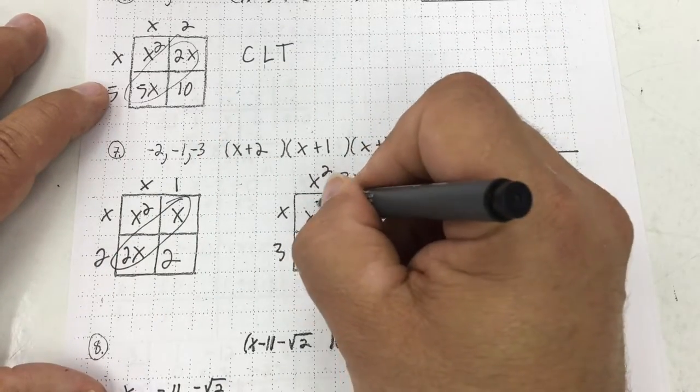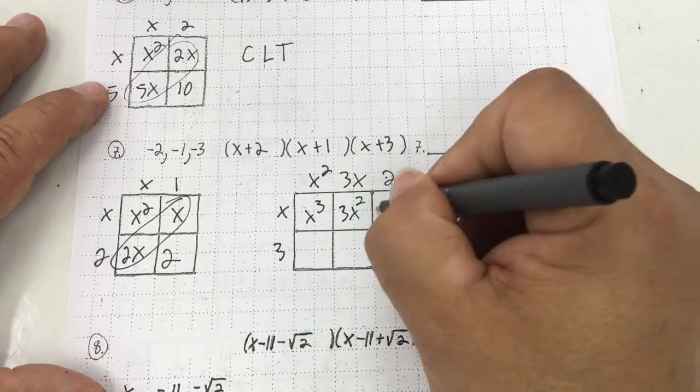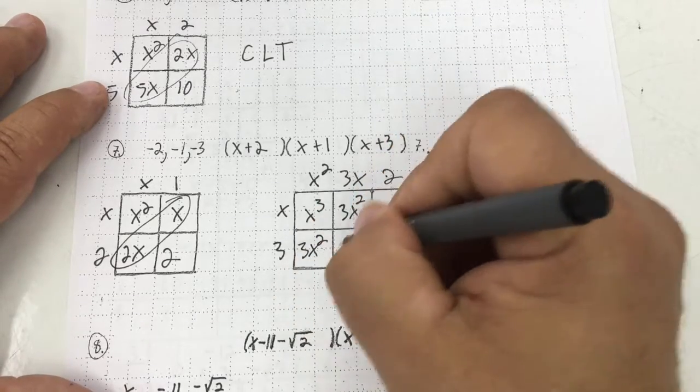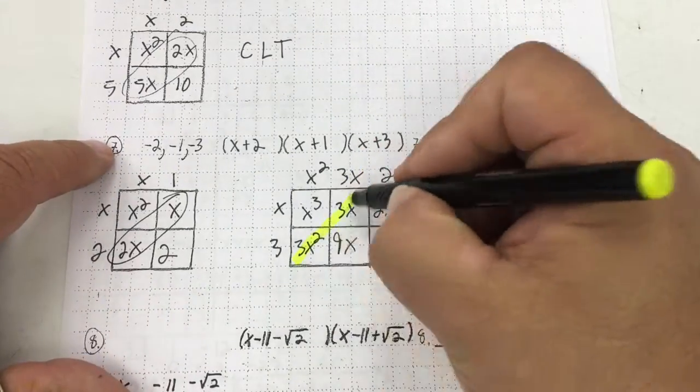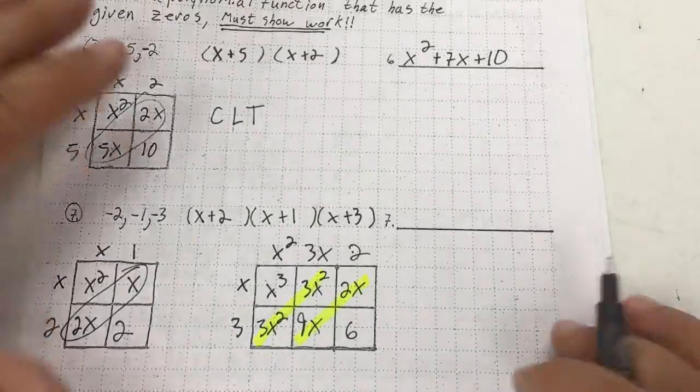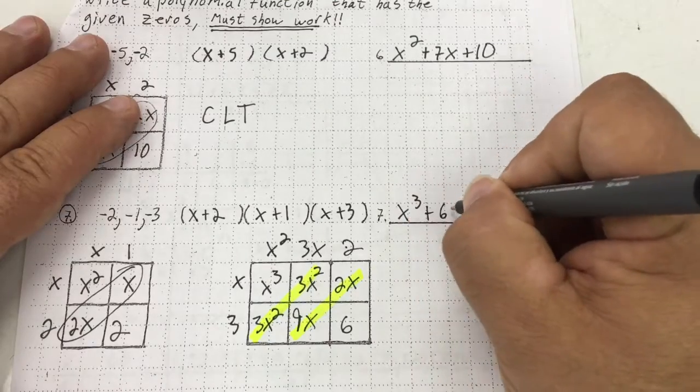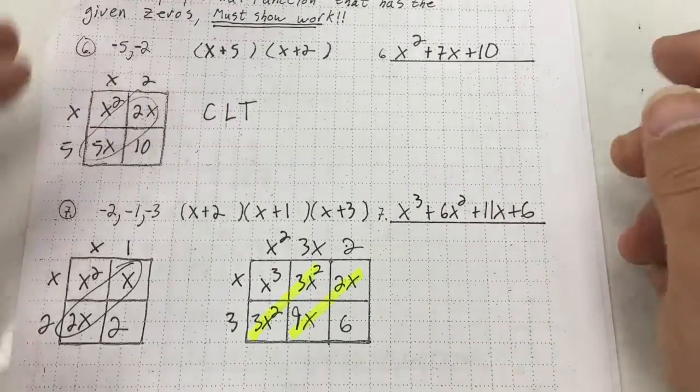X times x squared is x cubed, x times 3x is 3x squared, x times 2 is 2x, 3 times x squared is 3x squared, 3 times 3x is 9x, 3 times 2 is 6. These usually combine on the diagonals, which is nice. And now I'm going to CLT. That's going to give me x cubed plus 6x squared plus 11x plus 6.